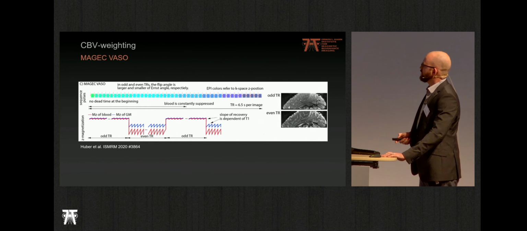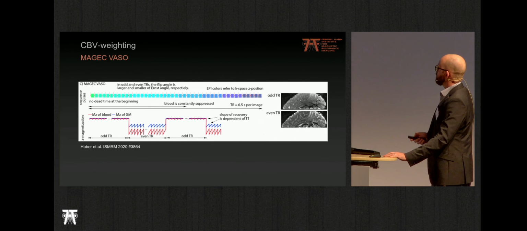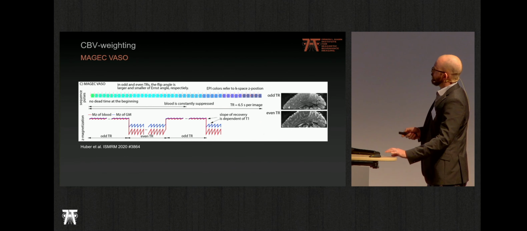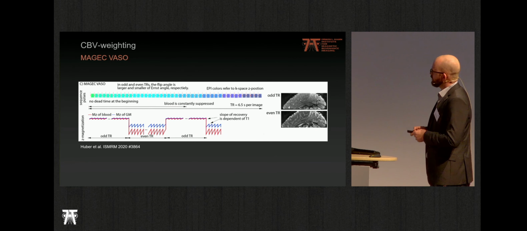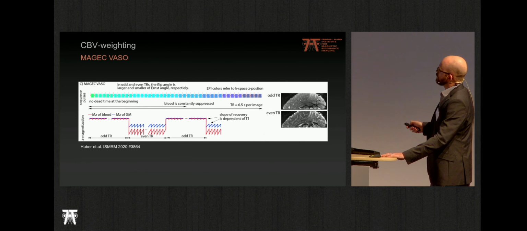In a recent implementation of VASO called the MAGIC VASO, it does not capitalize on blood nulling, but on simply blood saturation, which greatly increases the efficiency. So the 180-degree pulse is gone, and you keep on acquiring the entire time, with the difference that in odd TRs, odd volume TRs, you acquire your signal at a very low flip angle. So the signal from blood and gray matter is not altered that much. They are more or less on top of each other.